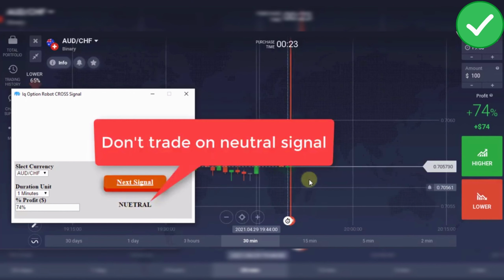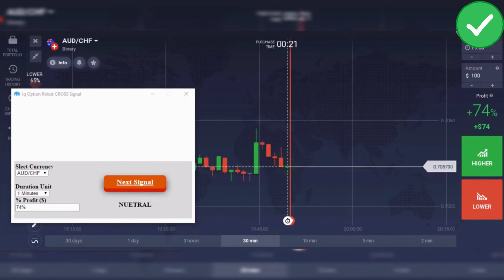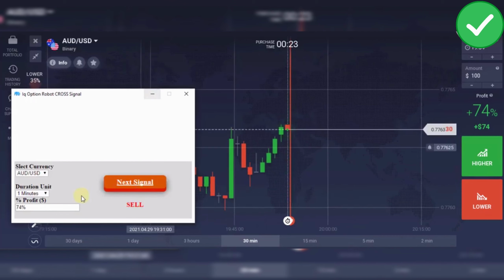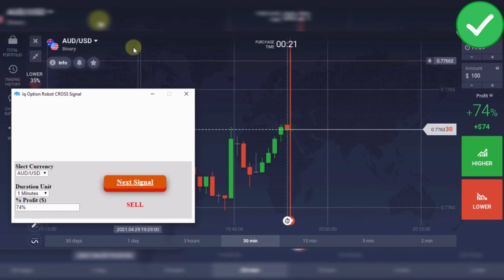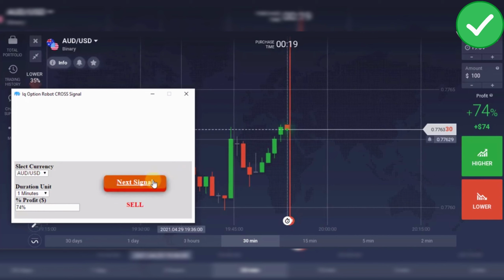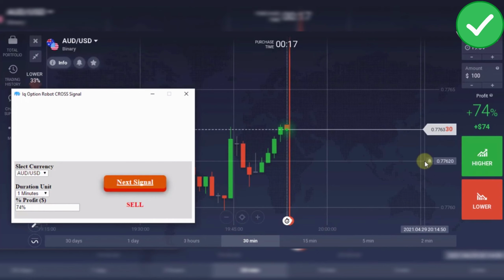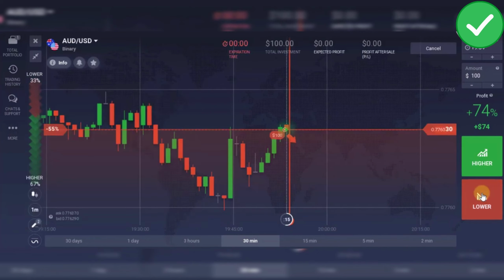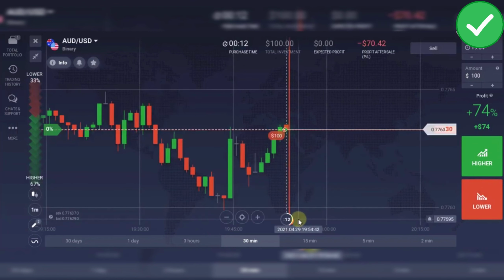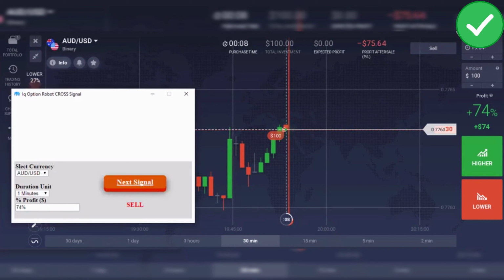For the educational purpose, I will take trade on just sell signal, as you can see. But my recommendation is that you should wait for the strong sell and strong buy signal. Never take trade after every minute. Wait for at least 5 minutes before you take trade on the same currency pair.